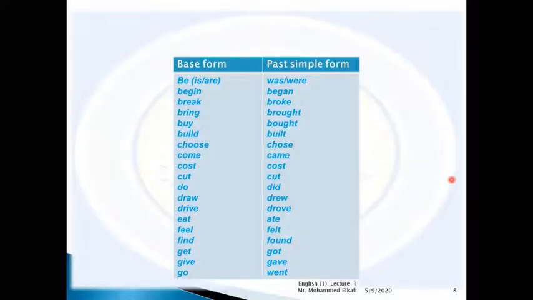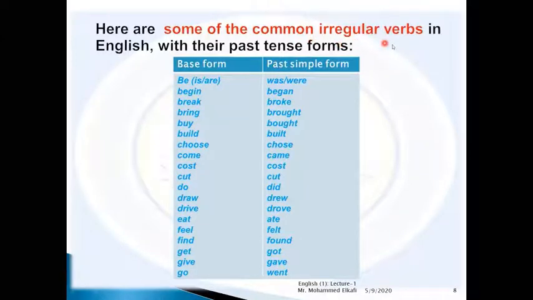So here are some of the common irregular verbs in English with their past tense forms. The first column is the base form, and the second column includes the past simple form. We find be, as we mentioned before, is and are. From is, we have the past was, not ised. Are is the base form, the past of it is were, without adding ed. Begin, begun. Break, broke. Bring, brought, etc. As we see here, we didn't add any ed to this past simple form. So these verbs are known as irregular verbs.